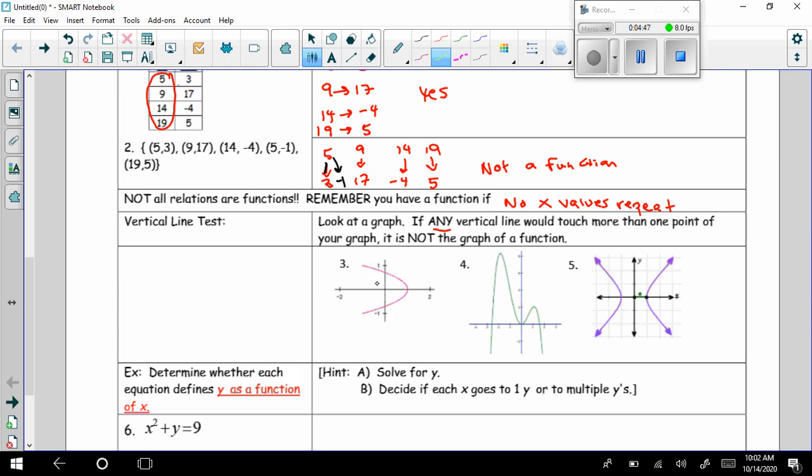So for example, here we can draw this line. Well, it hits right here and right here. That would be like if I map the relation, this point is at, let's say, -1, -1, and this point up here is at -1, 1. And so that x value is repeating here. It's happened twice. So this is not a function.